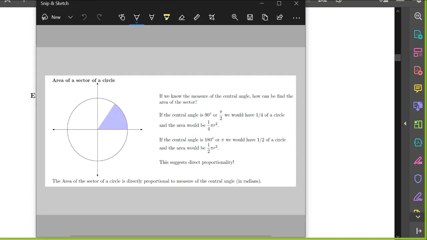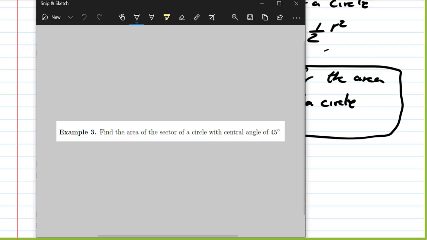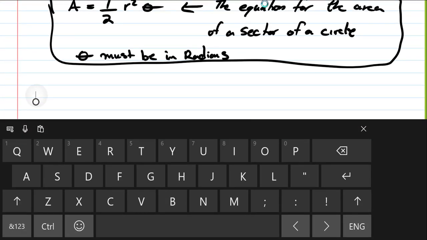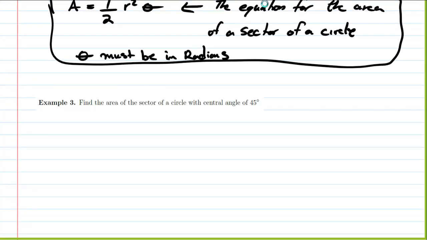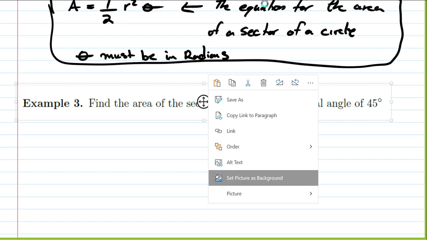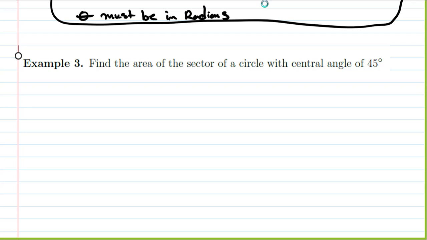All right, so let's find the area of the sector of a circle with central angle 45 degrees. So the first thing we need to take note of is our formula says theta must be in radians. So our angle is not in radians.